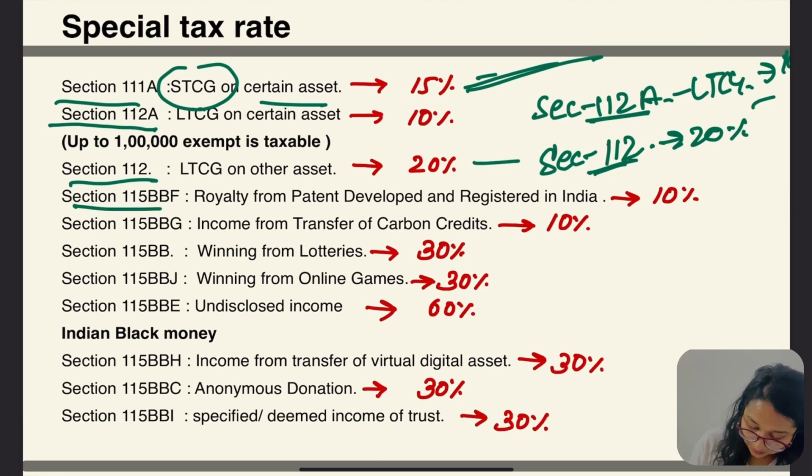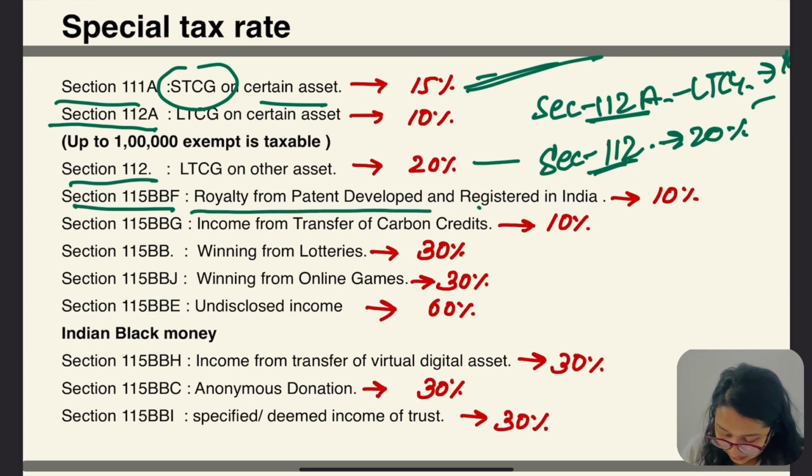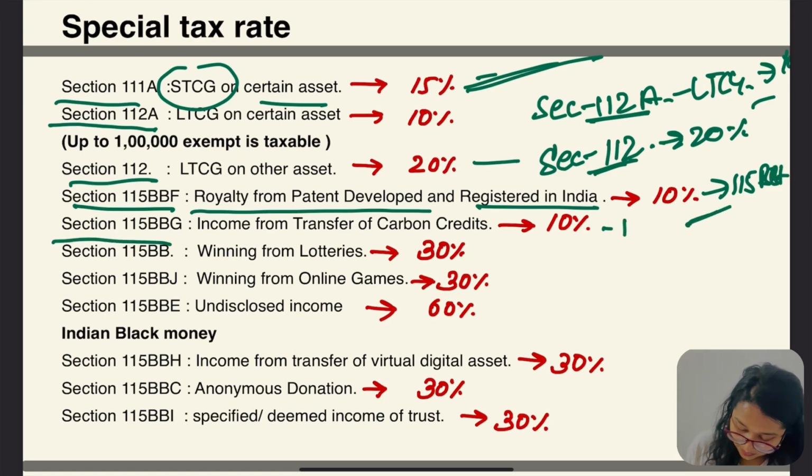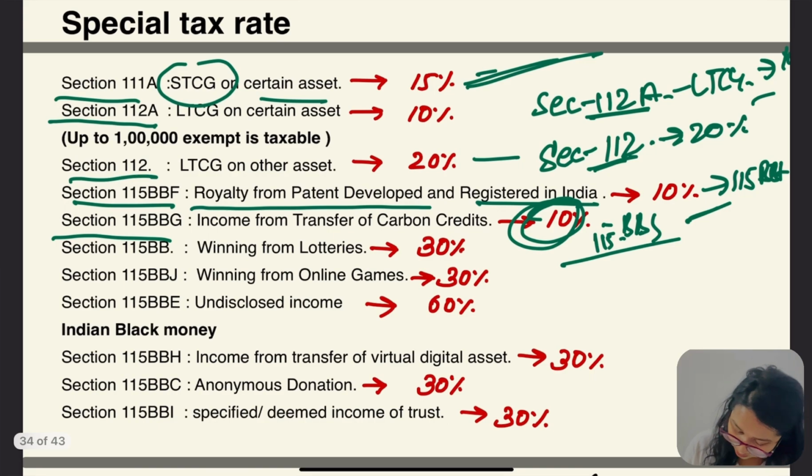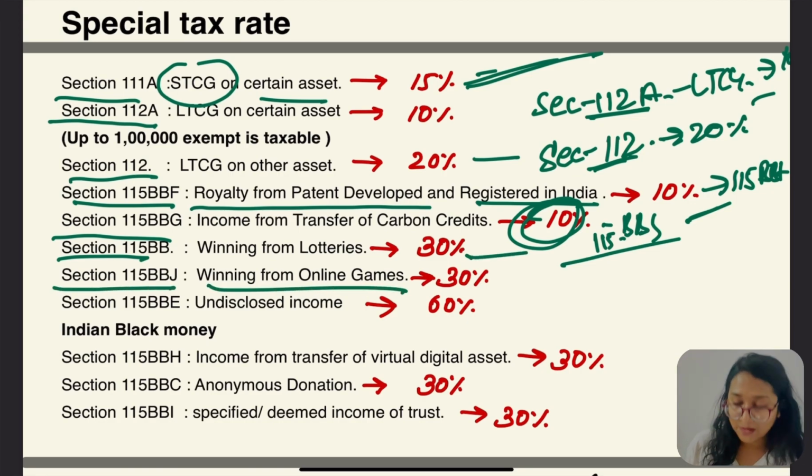For 115BBF, royalty from patent developed and registered in India is going to be taxable at the rate of 10%. For 115BBG, income from transfer of carbon credits is going to be taxable at the rate of 10%. Hope so this part was also clear. Section 115BB says about the winning from lotteries is going to be taxable at the rate of 30%. Section 115BBJ, winning from online game, is also going to be taxable at the rate of 30%.